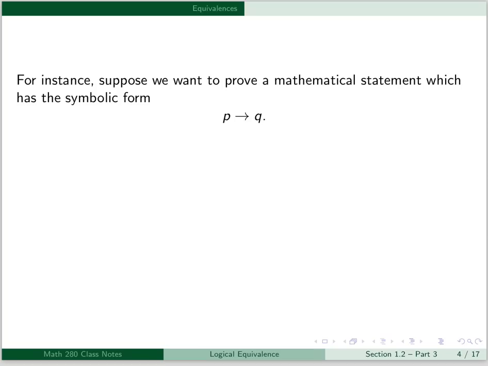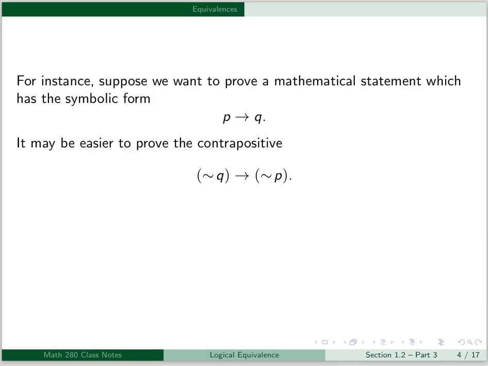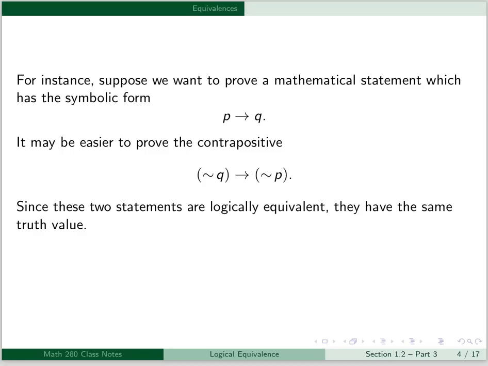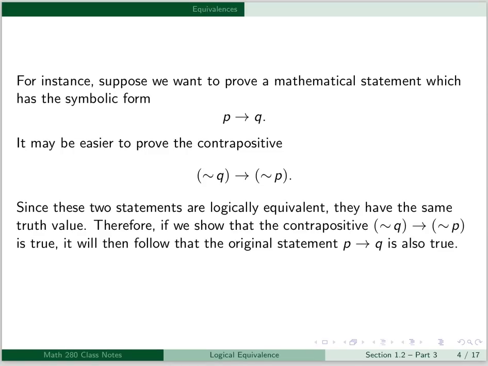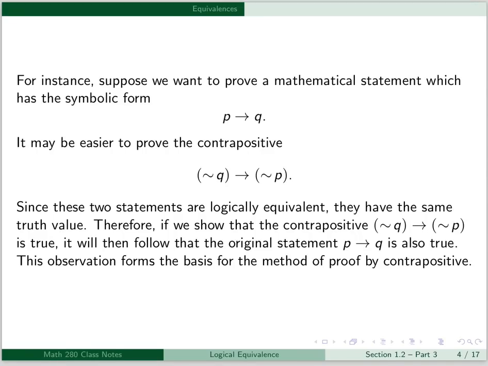For instance, suppose we want to prove a mathematical statement which has the symbolic form P implies Q. It may be easier to prove the contrapositive, not Q implies not P. Since these two statements are logically equivalent, they have the same truth value. Therefore, if we show that the contrapositive statement is true, it will then follow that the original statement is also true. This observation forms the basis for the method of proof by contrapositive.